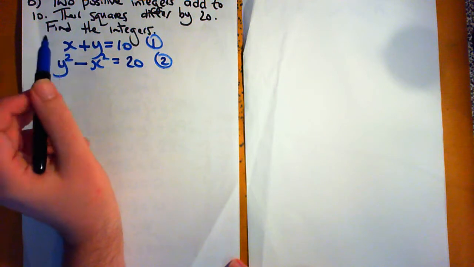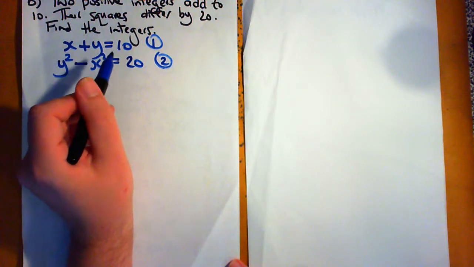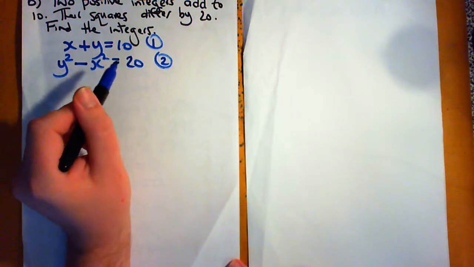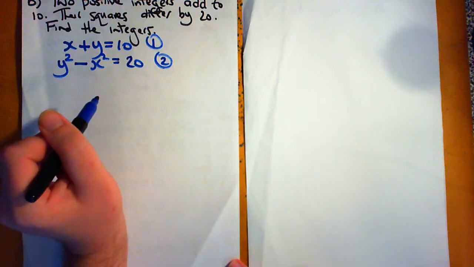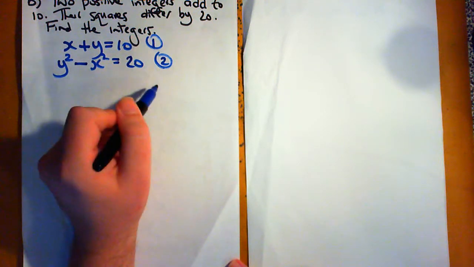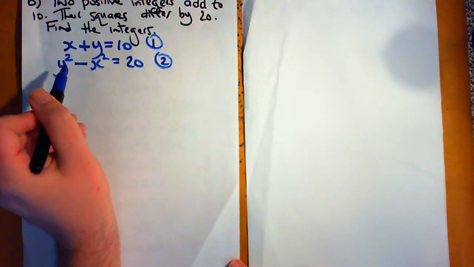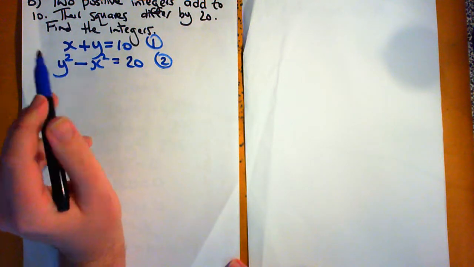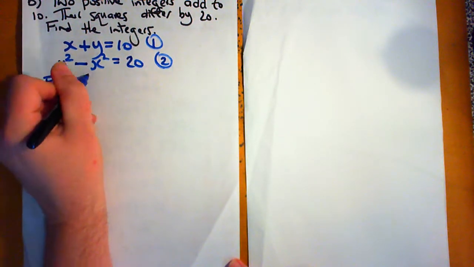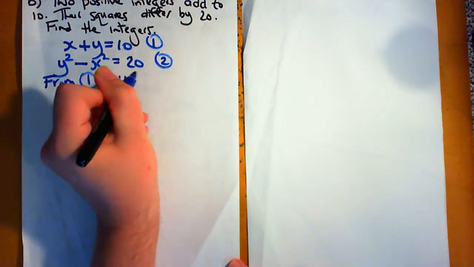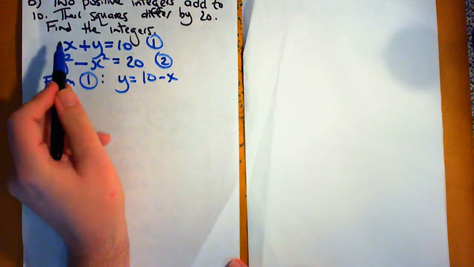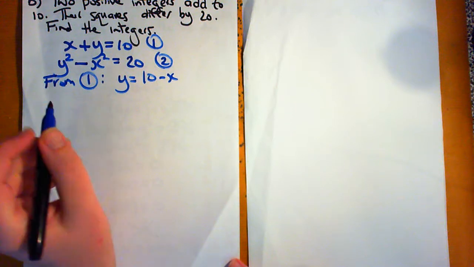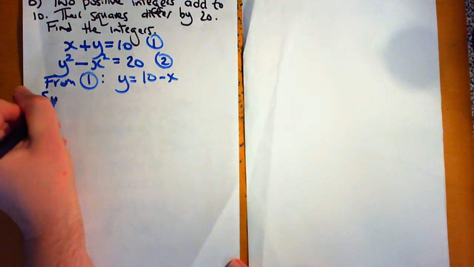Okay, so we need to solve this for either x or for y from equation 1. Because it's x plus y, it really makes no difference whether we solve for x or solve for y, but looking at equation 2, it would be best to solve it for y, so we don't have as much risk of getting tangled up over negative signs. So from 1, y equals 10 minus x. Solving equation 1 for y just amounts to moving the plus x to the other side.